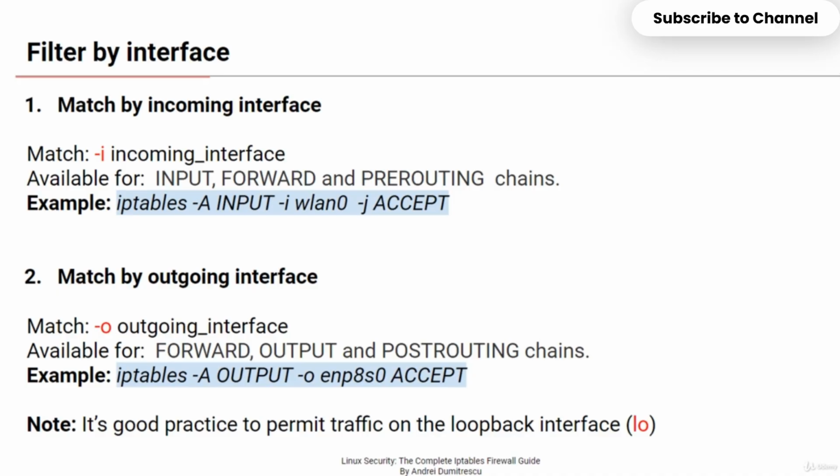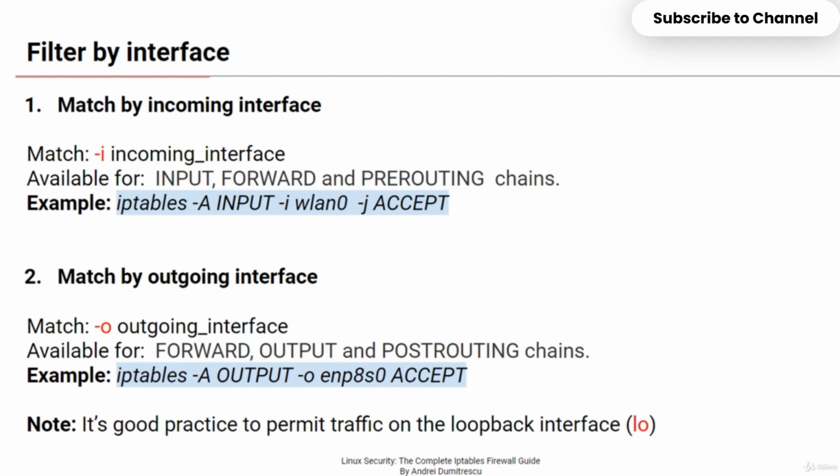This option -i is available only for packets entering the input, forward and pre-routing chains. To match traffic by outgoing interface, use the -o option and then the name of the outgoing interface. In this example, I allow any outgoing packets leaving our station through the interface named enp8s0. Also note that this option is available only for packets entering the forward, output and post-routing chains.